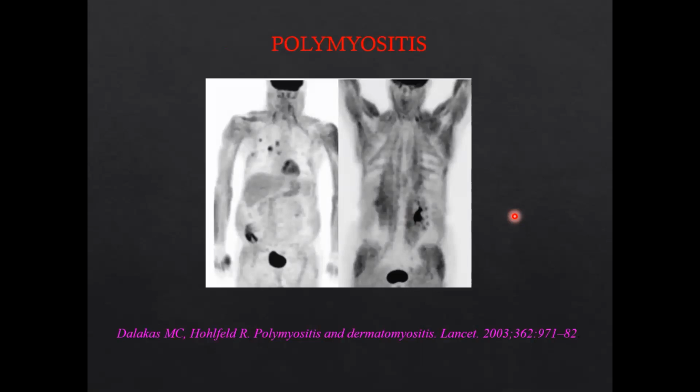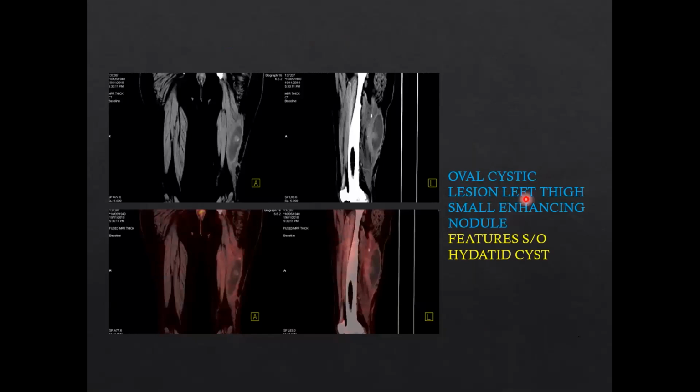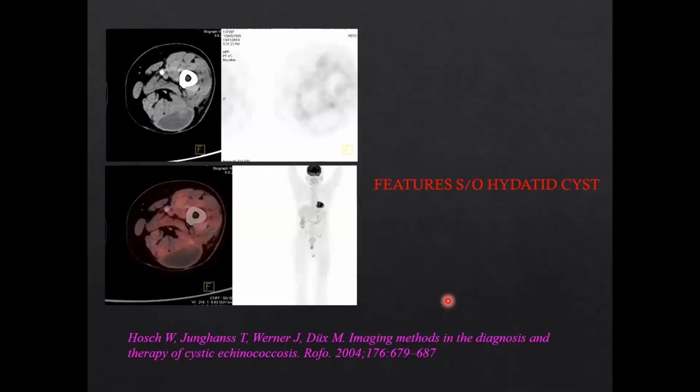This was a very interesting case, oval cystic lesion, left thigh, small enhancing nodule, features suggestive of a hydatid cyst here. It is some sort of a nodular lesion, which is cystic, no significant uptake. These were the axial sections, and this was a hydatid cyst which was involving the muscles. So there are so many things which can be involved in many ways.